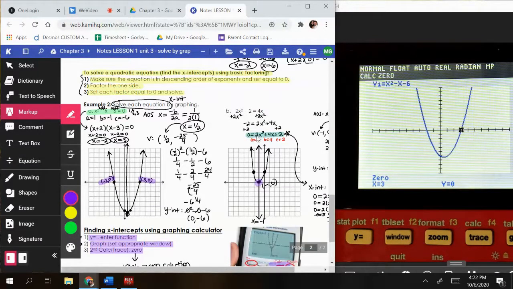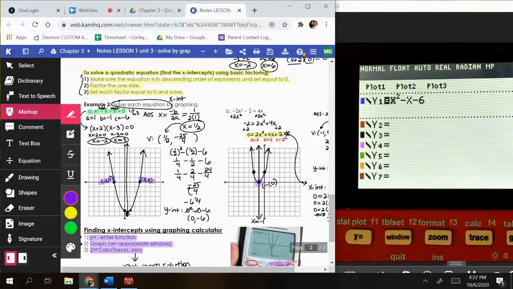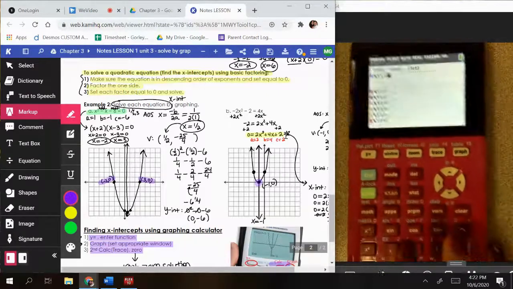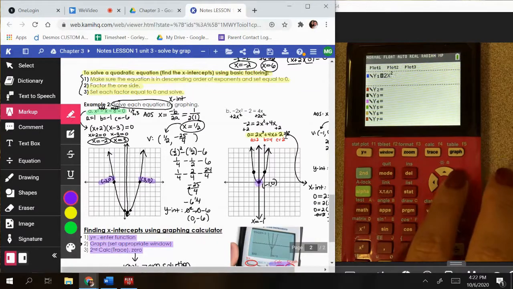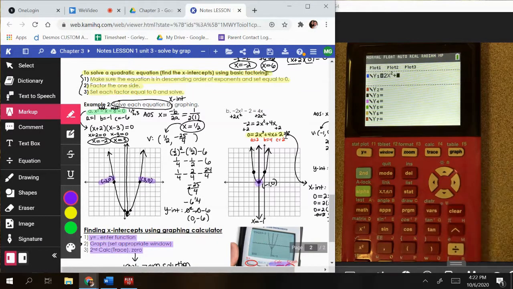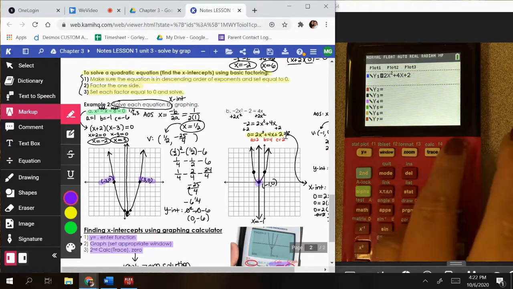Let's repeat this process again for the second question. For the second question, we're going to use this 2x squared plus 4x plus 2. So I'm going to go back to y equals, clear that out. We'll type in 2x squared, arrow over, plus 4x plus 2. Graph.